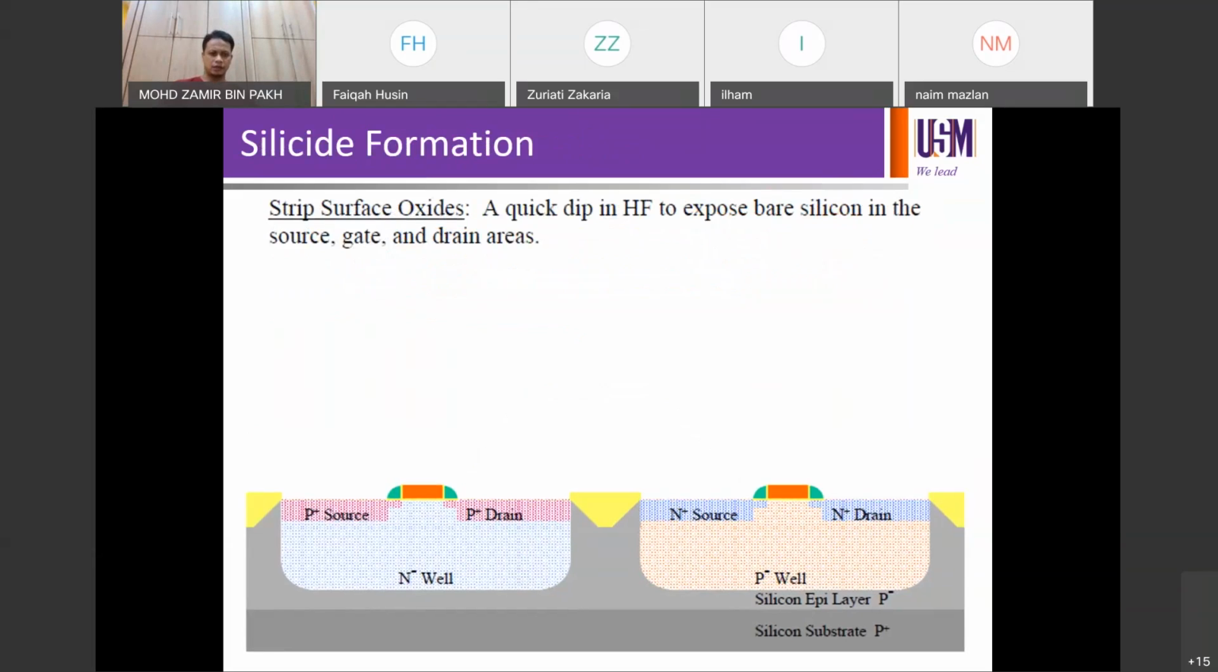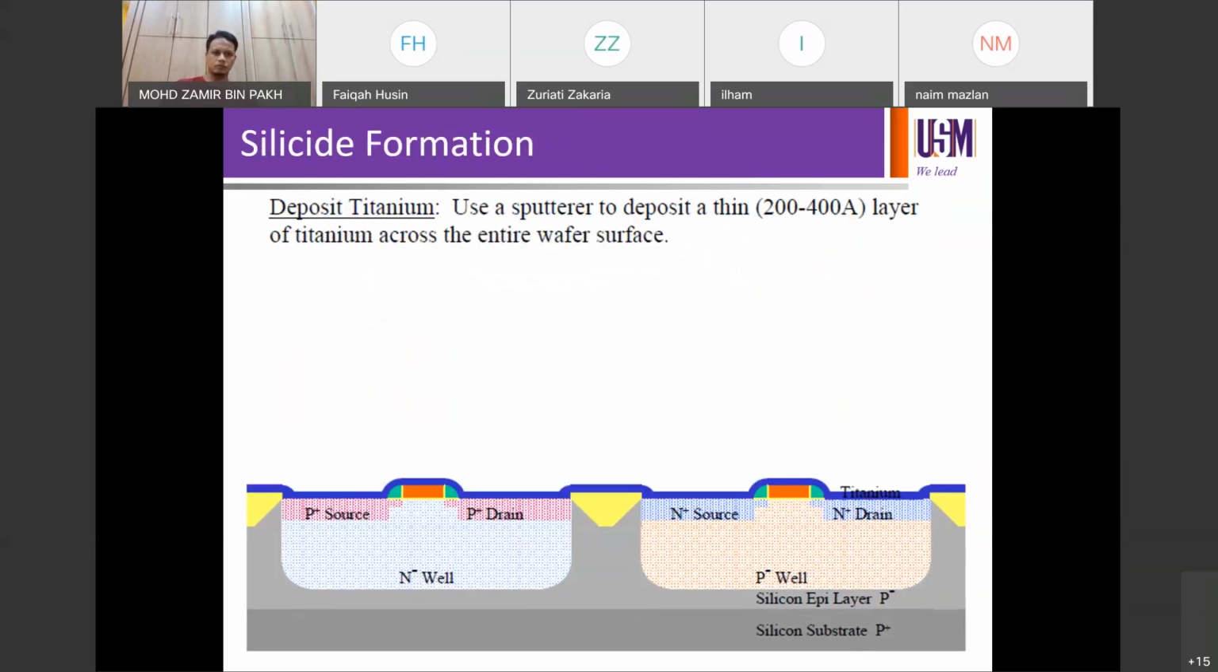So what's next? Strip off your oxide. Quick dip in HF to expose bare silicon in the source, gate and drain areas. So now kita nak start kita punya back end process. Kita nak start deposition of titanium using the sputtering process. Titanium sputter to deposit a 20 to 40 nanometer layer of titanium.